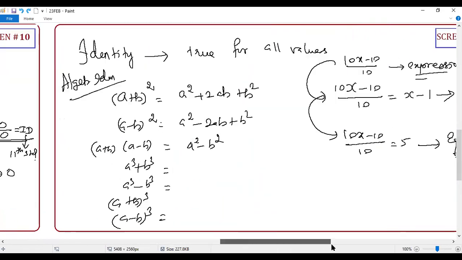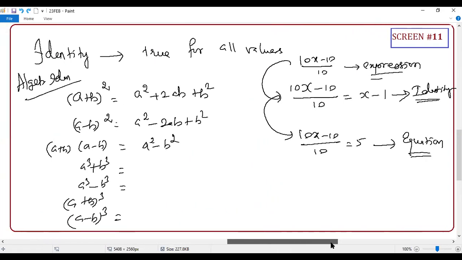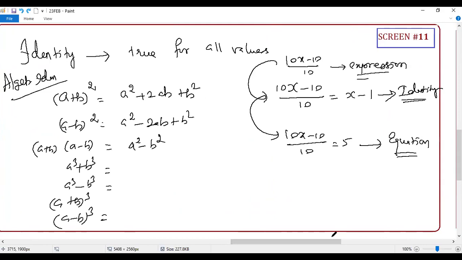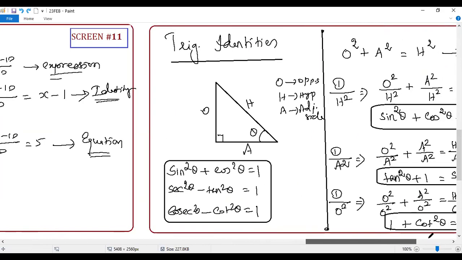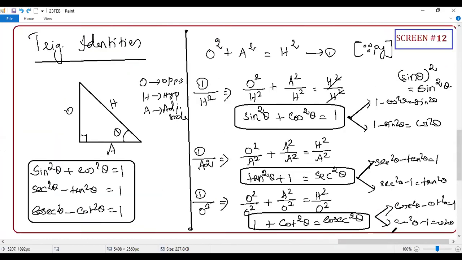Clear or not? Then we started with the identity, and I explained what is an identity, what is an expression, what is an equation. Guys, please remember this. When you come to the next class, remember all the values. Clear or not? That's your duty. As part of your 9th standard, you learned all these things. Then in 10th standard, you learn these trigonometric ratios. Guys, you should know all these values, right?